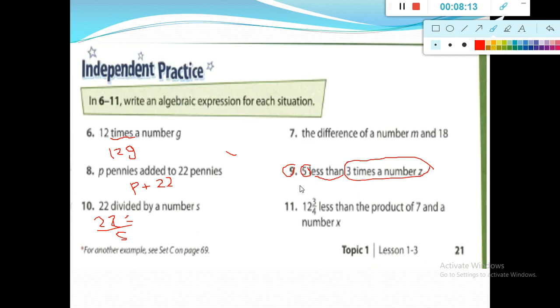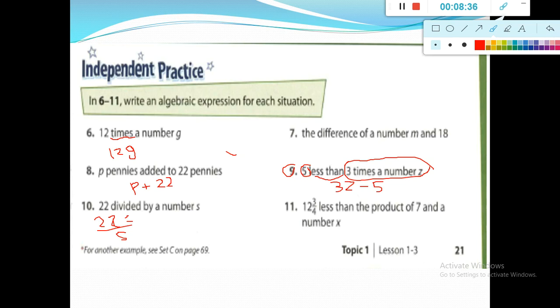So which one is first? 5 less than 3 times a number z. As I said, in this case we need to flip. So we need to write the first part, which is 3z, minus 5. That's it. Thank you very much.